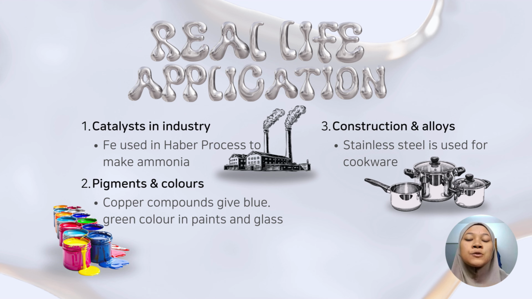Lastly, transition metals play major roles in construction and alloys. A good example is stainless steel, which is an alloy made of iron, nickel, and chromium. Stainless steel is strong, resistant to corrosion, and also safe for daily use. Therefore, it's commonly used in cookware such as pots, pans, and kitchen utensils.